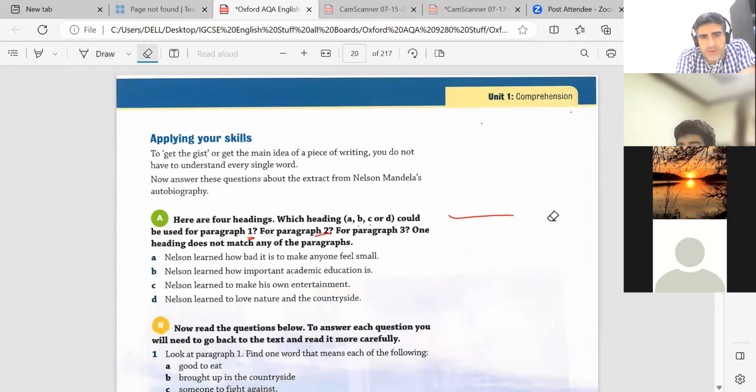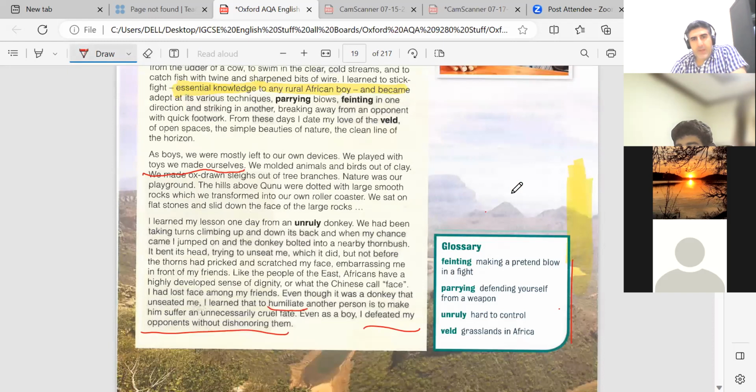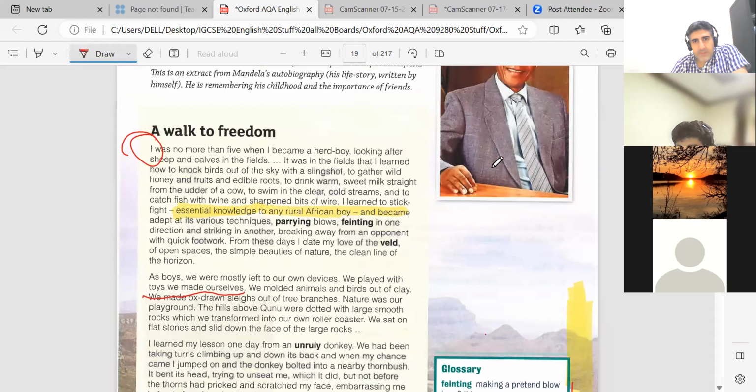One. Learn to love nature and the countryside. Yes, one. How did you know, Khalid? The first line. So the first line helped you understand because it talked about fields, sheep and the calves in the fields. Okay. What about the last line? Did you read it? Yes, also the last line.